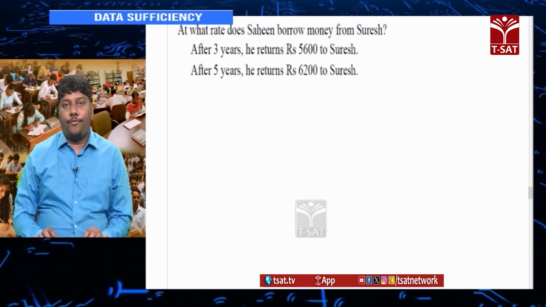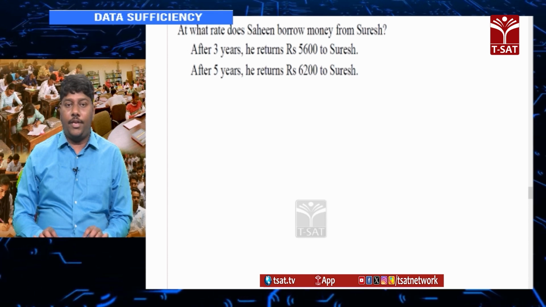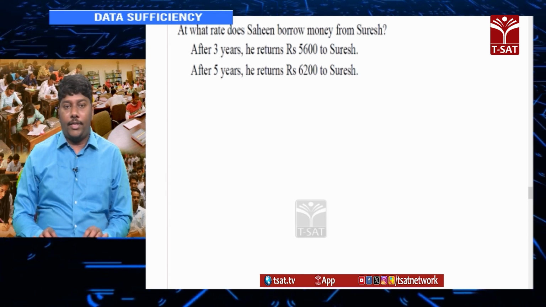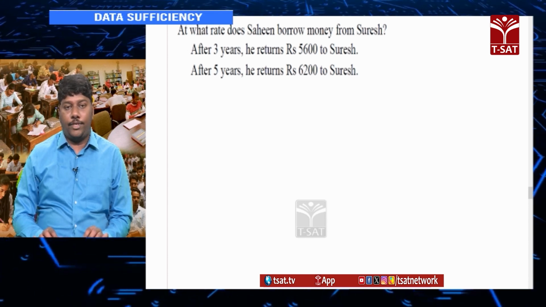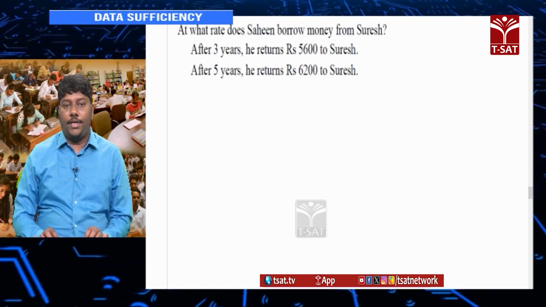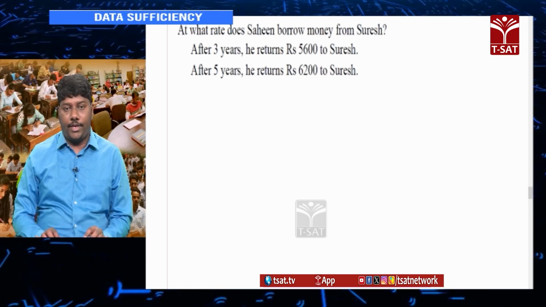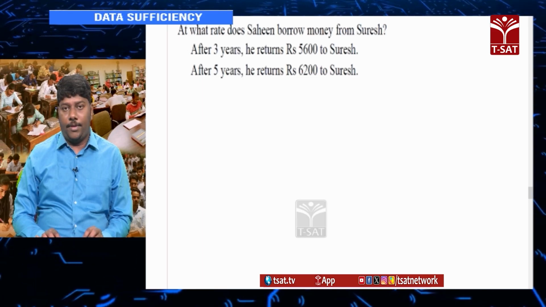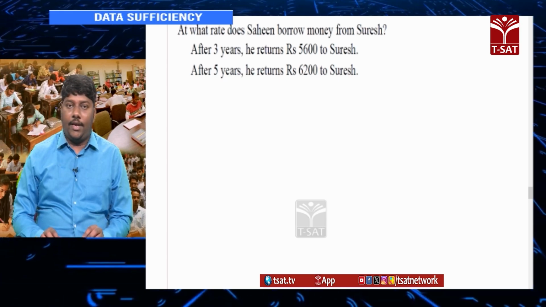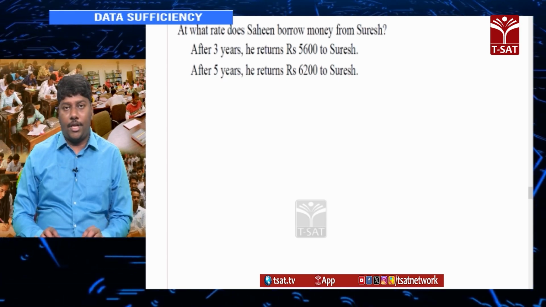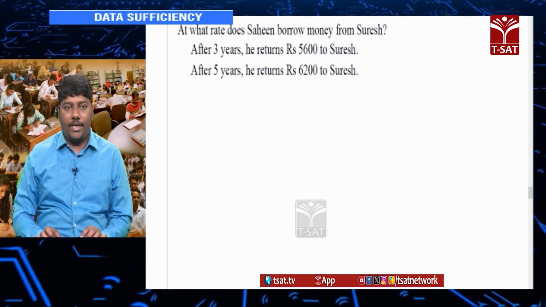At what rate does Shaheen borrow money from Suresh? Now he is asking you to find out the rate. After 3 years he returns 5,600 to Suresh. After 5 years he returns 6,200 to Suresh. In both the cases amounts are given. If you look at statement 1 alone, it is not sufficient; statement 2 alone, it is not sufficient. Just combine and check it.